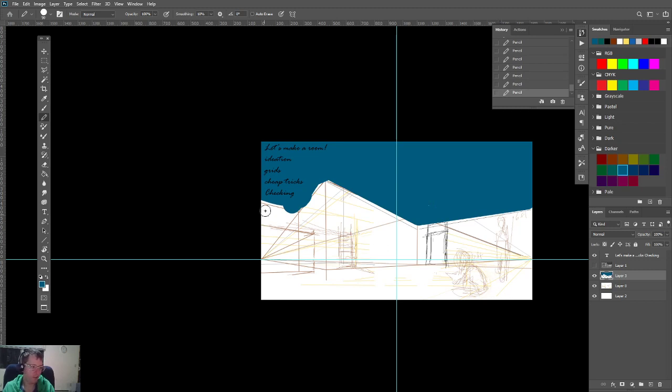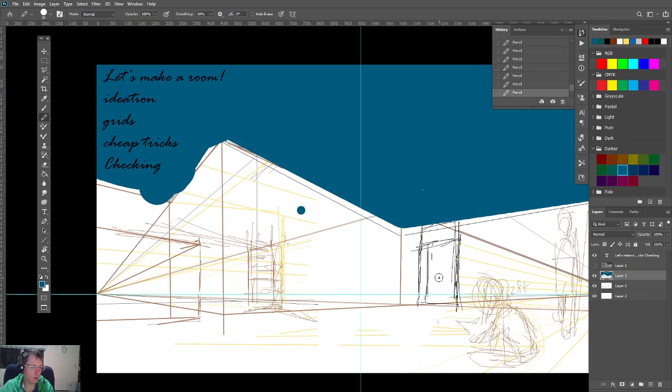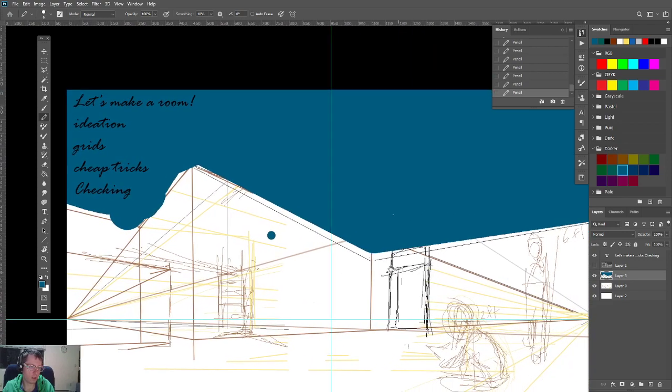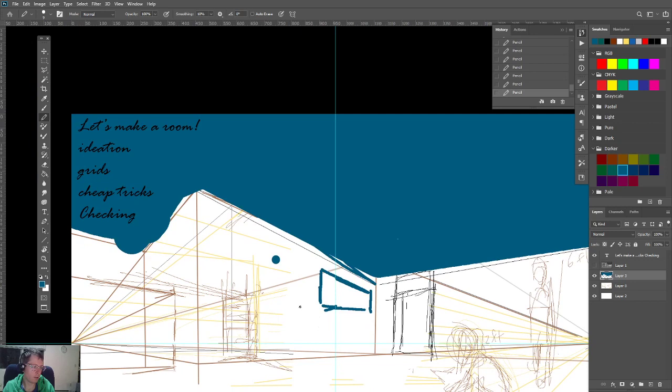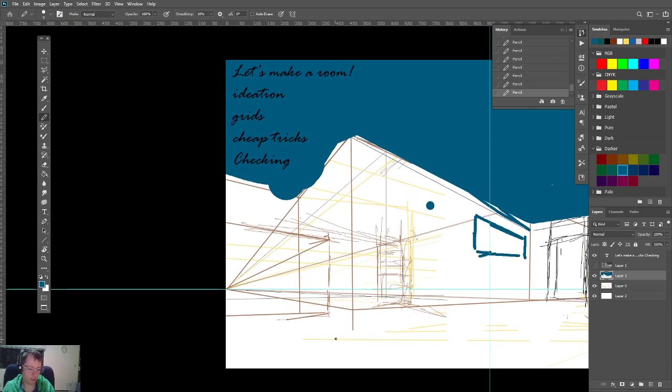I think. And this is going to be those weird slant roof windows, because this is the direction of the house pointiness.